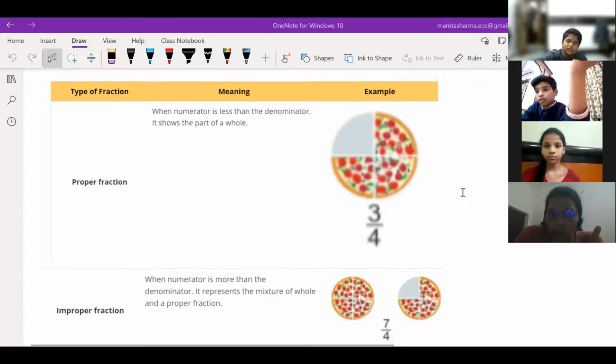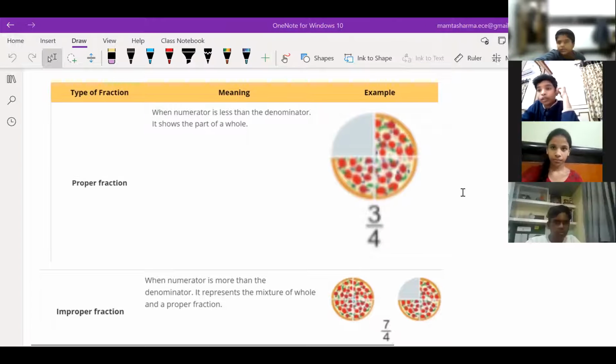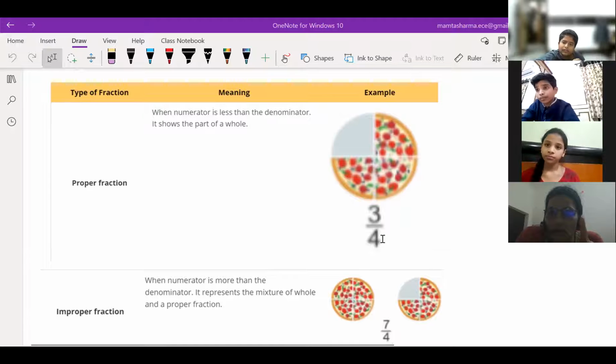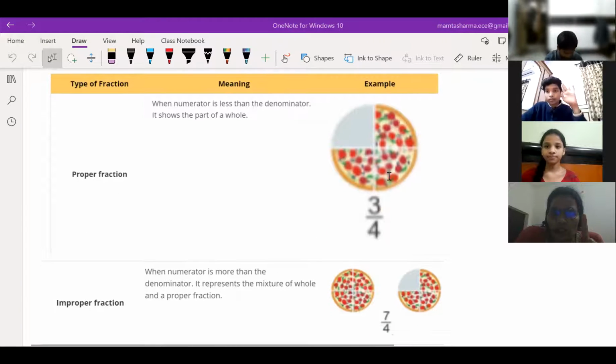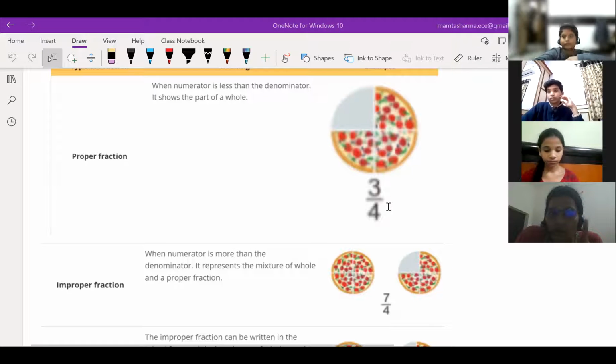Shiv Pranav, tell me. Proper fraction: the denominator is bigger than the numerator. Here 3/4. Which one is bigger? Ma'am, denominator 4. It means it shows a proper fraction. From the picture also you can understand that three pieces are left and total are 4. So 3/4 would be a fraction and it will represent a proper fraction.